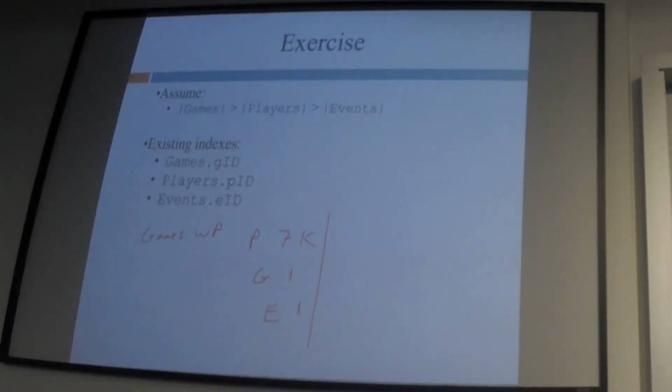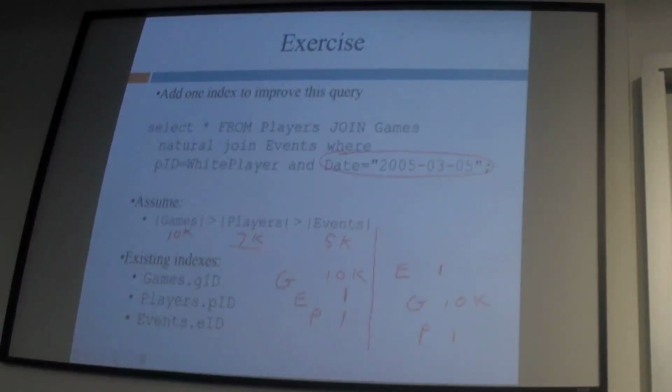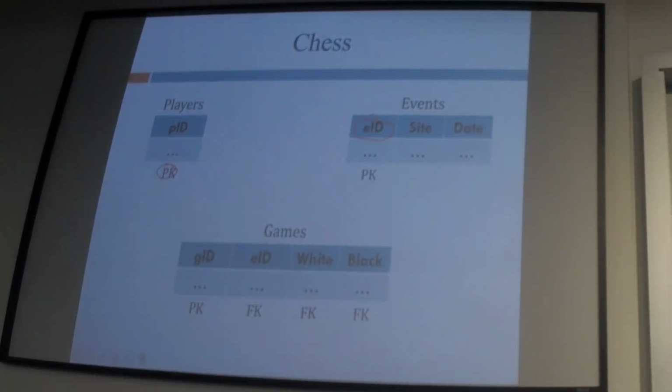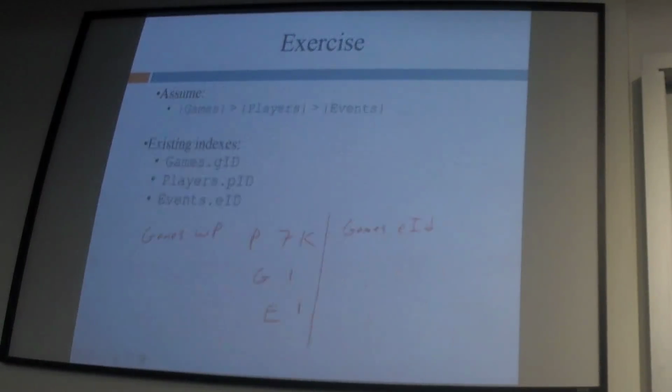And then finally, the other thing to try to make these joins faster is an index on games.eid. So right now we can take a game and quickly look up the event that it occurred in. If we add an index on games.eid, then that would let us go the other way. So let's see what that does for the numbers.